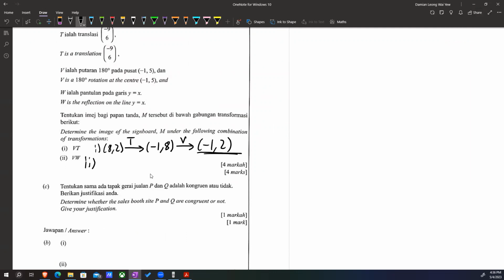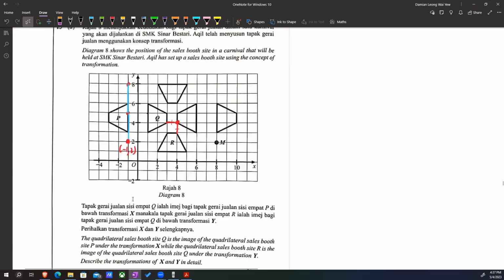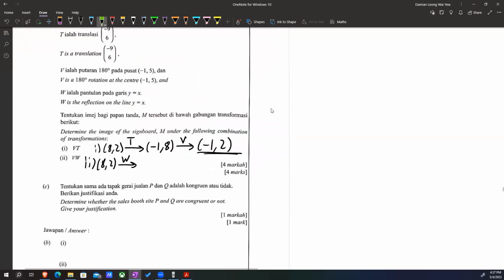Second one, VW. So from 8, 2, I go through W first. Reflection on the line y equals x. When you reflect on y equals x, your x and y coordinates basically switch. So you see 8, 2, the line y equals x would be a diagonal line like this. If I reflect over the line, 1, 2, 3, 1, 2, 3, it ends up here, which is 2, 8. So with or without the graph, we can also know it is 2, 8.